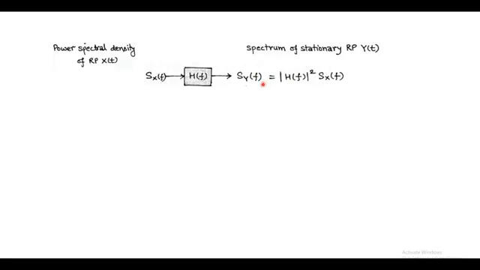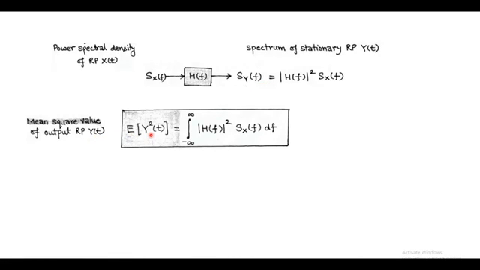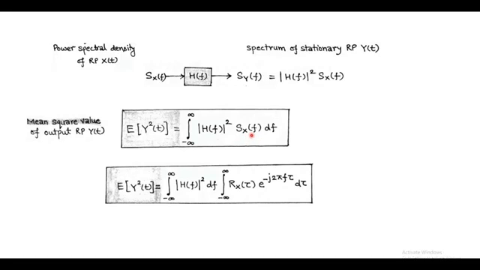From here we can define the mean square value of output random process y(t), which equals expectation of y square t, and it equals integration of the square of the magnitude of H(f) into power spectral density S(f) into df. Also, in place of the power spectral density of input, we can write integration of R(tau) e to the power minus j 2 pi f tau d tau.